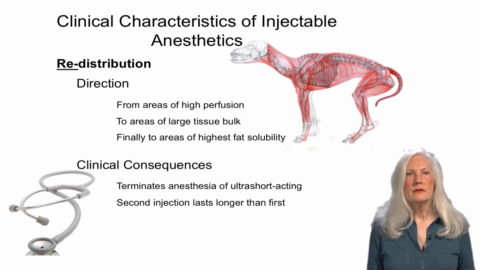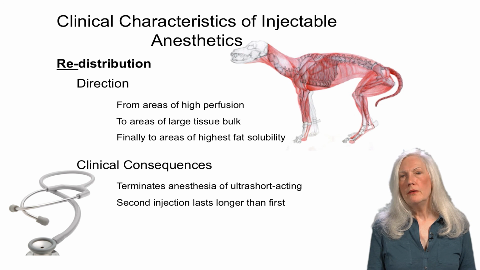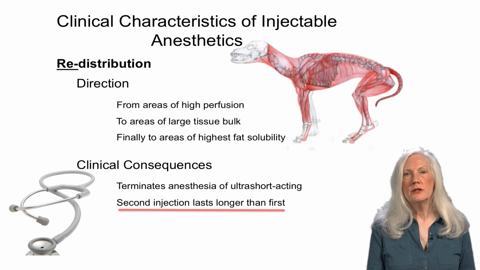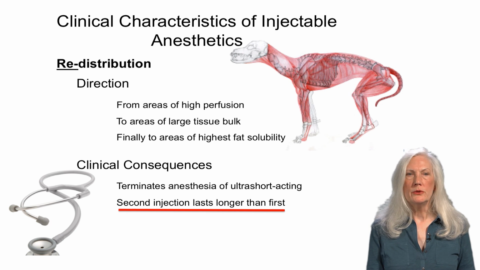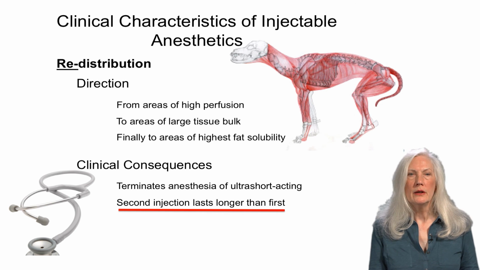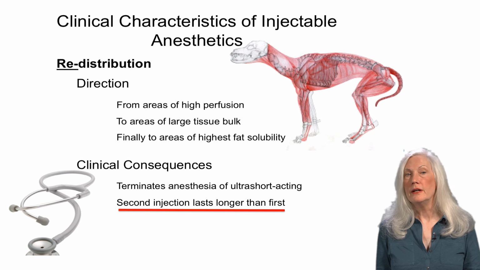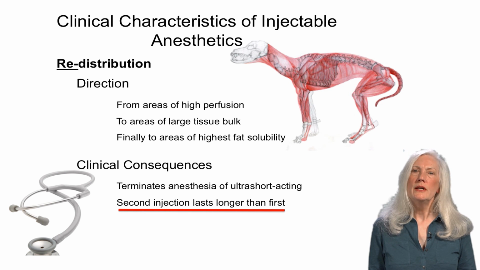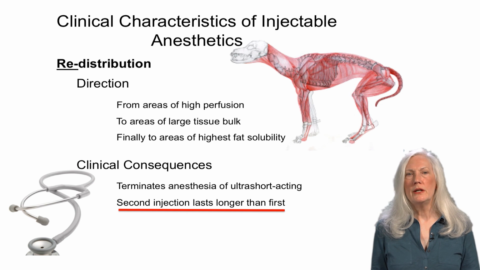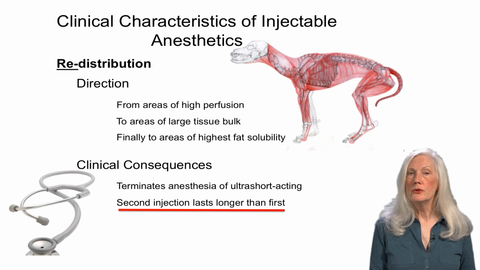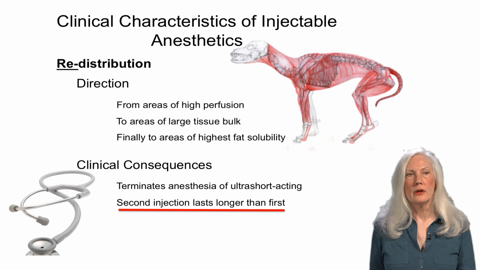The other consequence of this redistribution is that if you want to prolong the anesthetic effect, a second injection produces a much longer anesthetic episode because the areas where it normally redistributes to are already saturated. So when redistribution is responsible for the termination of action of an induction agent, it usually can't be used to maintain the anesthesia. This is why many anesthetic combinations involve induction with one drug and maintenance with another drug.